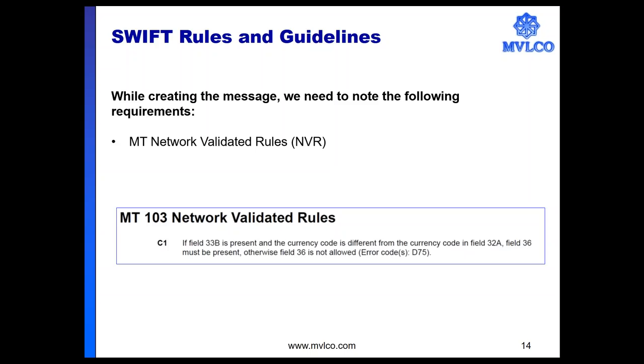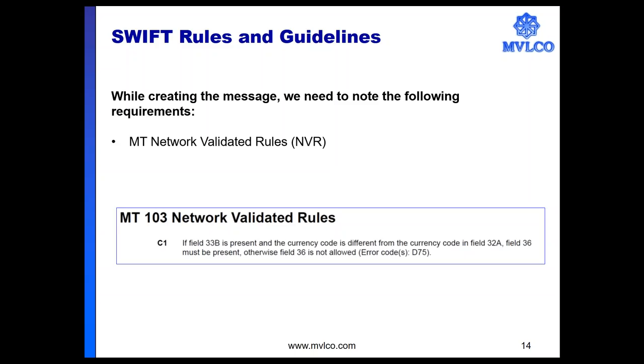And many a times, the rule specified may affect more than one field in the message. It places then a condition on one or more than one field specified. In that case, these are also known as conditional rules if they impact more than one field. You see on the screen one example of the network validated rules for the message called MT103. This is only one of them. It's not the only one which has to be complied with. And you can see the error code is also defined there.